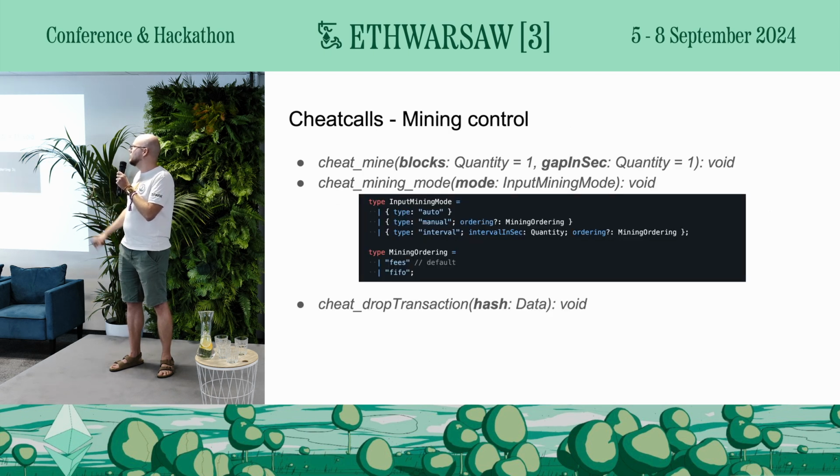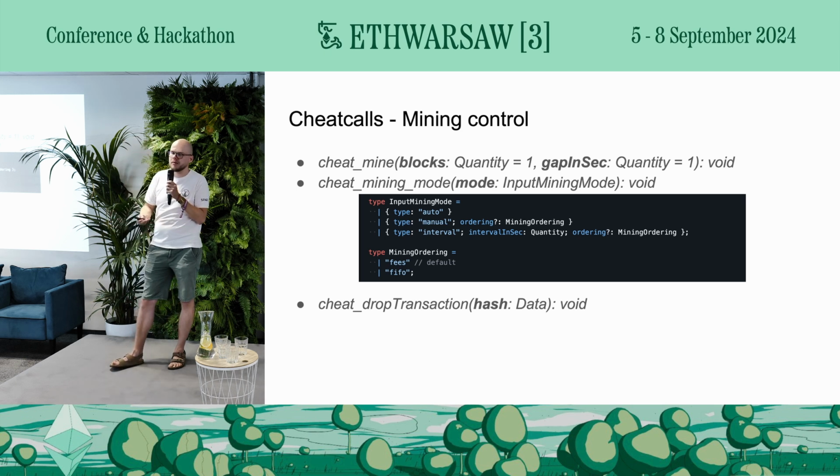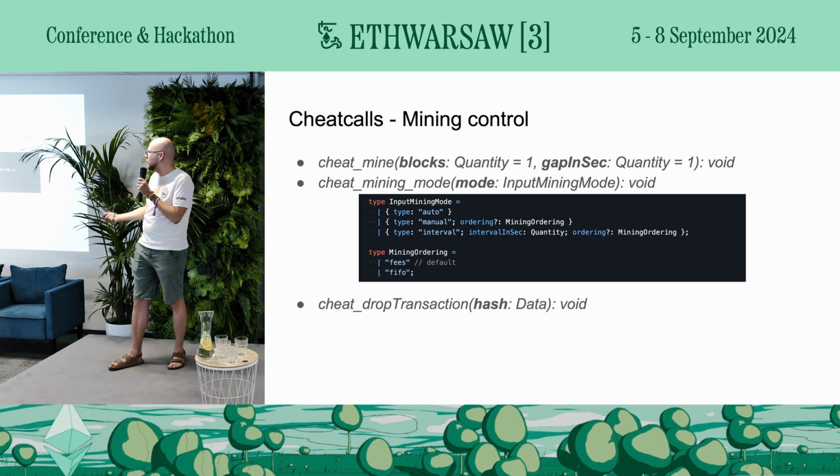Then we have a bunch of cheats to have proper mining control. You can call cheat mining mode to set a mining mode. For example, you can use auto, which is the default, which means basically with every single transaction, you mine a new block. This is the default behavior for something like Anvil. Then we have manual mode, which means that you need to explicitly call cheat mine to mine a new block.